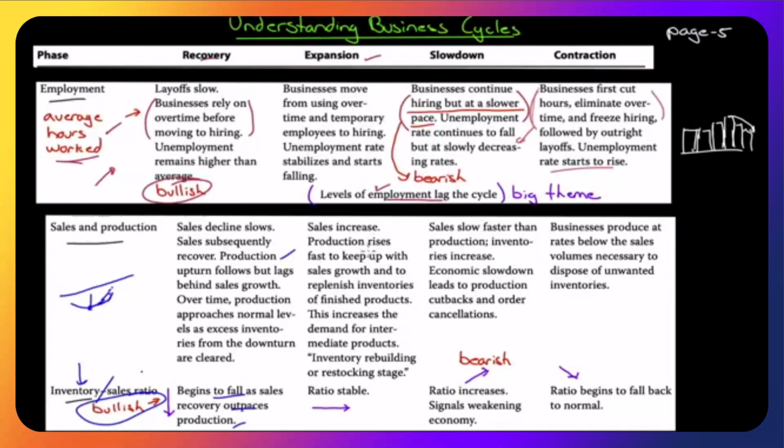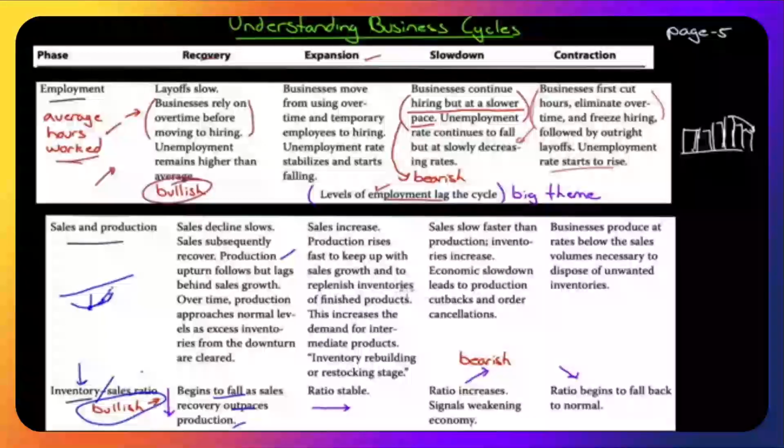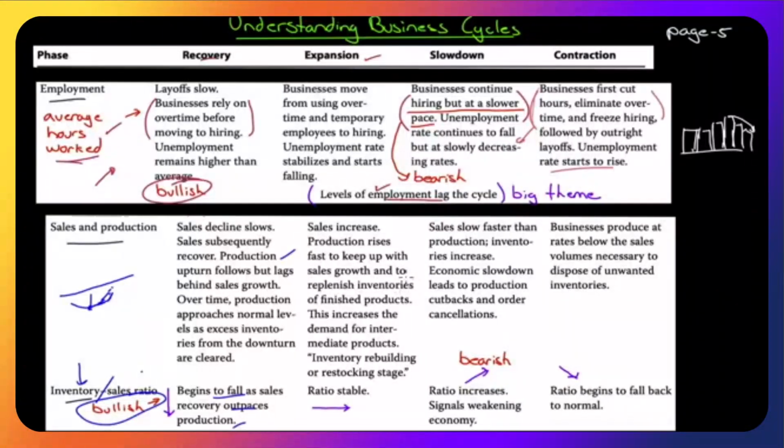Moving to the expansion, sales increase, and production rises fast to keep up with sales growth and to replenish inventory. So you've got to ramp up very quickly to meet the increase in sales, plus you need to replenish those inventories as well. This increases the demand for intermediate products, the inventory rebuilding or restocking stage. So your ratio is stable because your numerator is increasing as fast as your denominator, and maybe your numerator is increasing just a little bit faster.